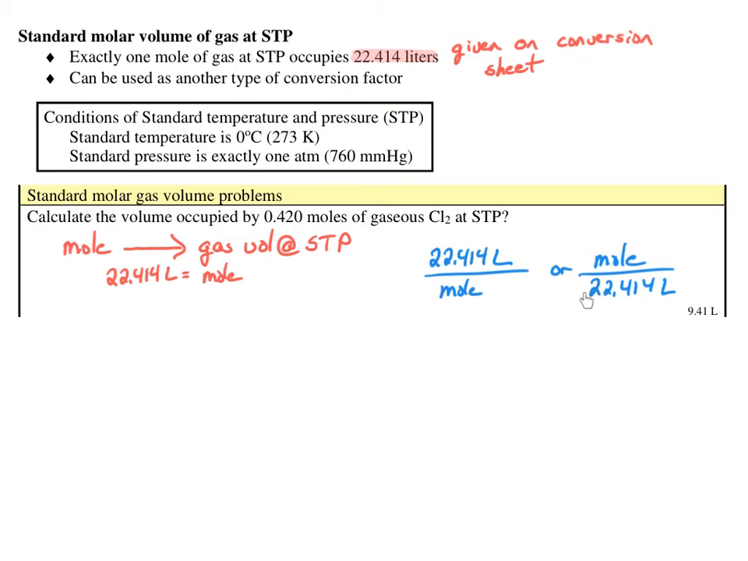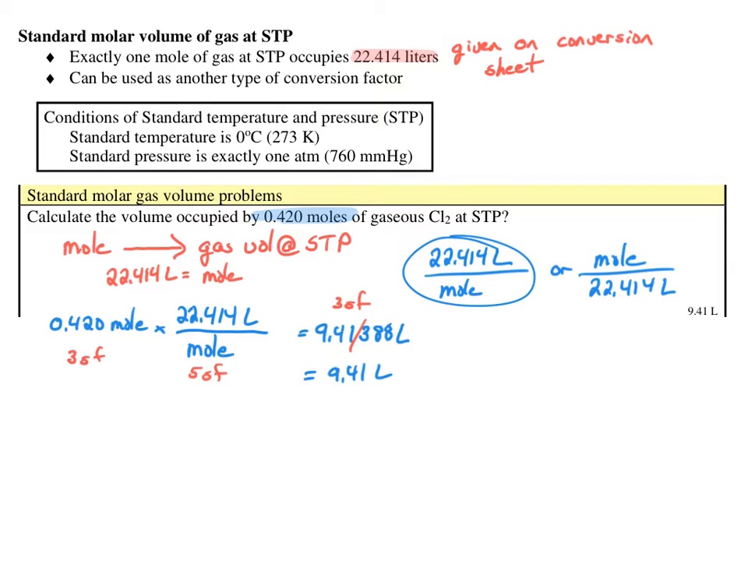So here are the two conversion factors we can write. 22.414 liters is equivalent to a mole, and a mole is equivalent to 22.414 liters. The conversion factor we use depends upon the individual problem. In this problem, we're given units of moles, so we want to make sure moles is in the denominator. We write down our calculator answer, worry about sig figs, and we have our final result.